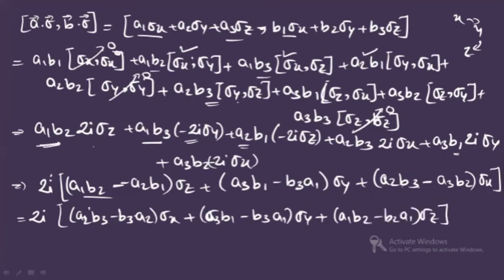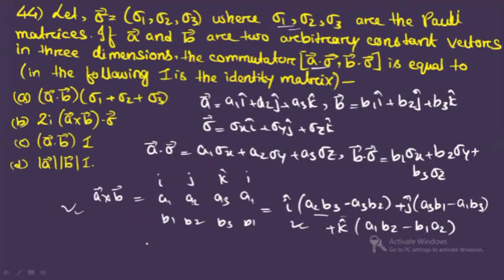If you see here, this term is A cross B now. So I'm writing this is 2i, this is A cross B, and this is sigma x, sigma y, sigma z. That means if you take the dot product of A cross B with sigma, then you will get this entire term, right? So your answer is: the combination of A dot sigma and B dot sigma is 2i into A cross B dot sigma, right? So the correct option is Option B. Clear?